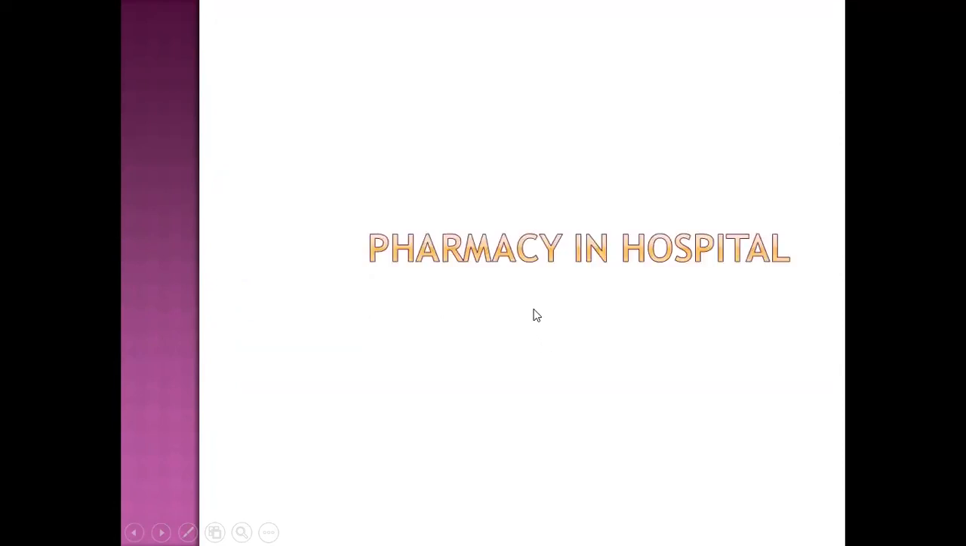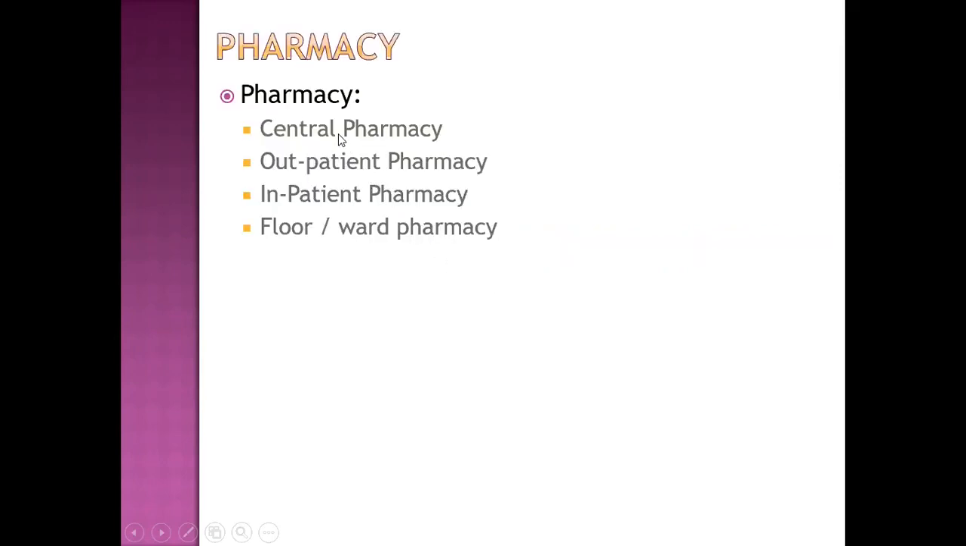Then let us see the structure of pharmacy in hospital. So pharmacy can be central pharmacy, OPD pharmacy, inpatient pharmacy, floor or ward pharmacy.